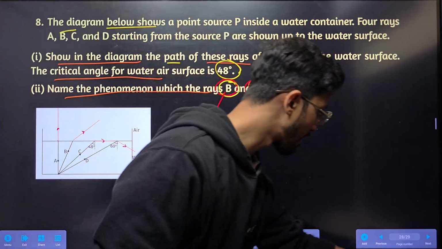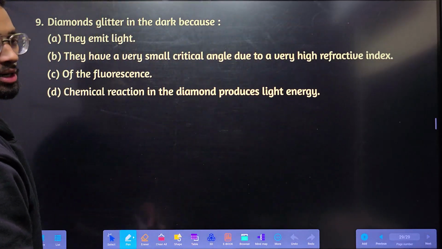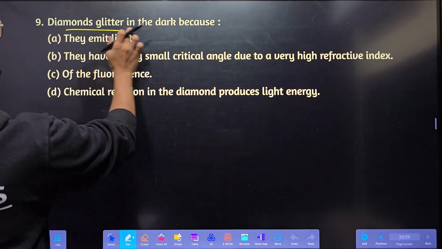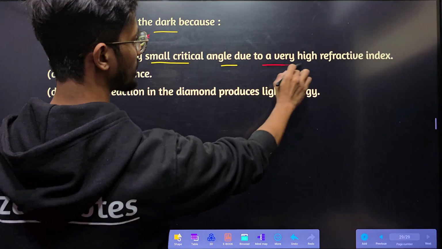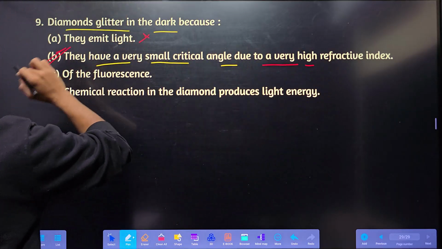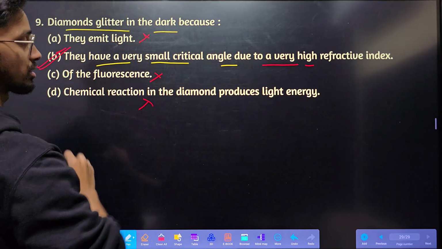Okay. Next, the last question of this chapter and of this part. Do diamonds glitter in the dark because they emit light? No. They have a very small critical angle due to very high refractivity. Yeah, exactly. It is not because of any chemical reaction.